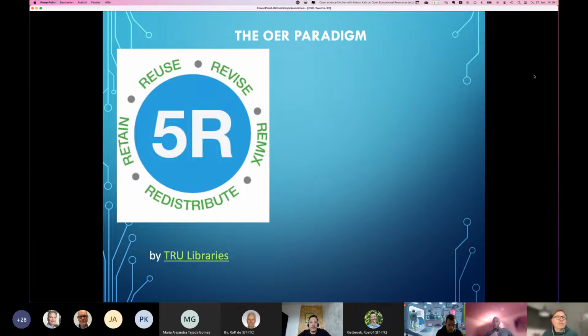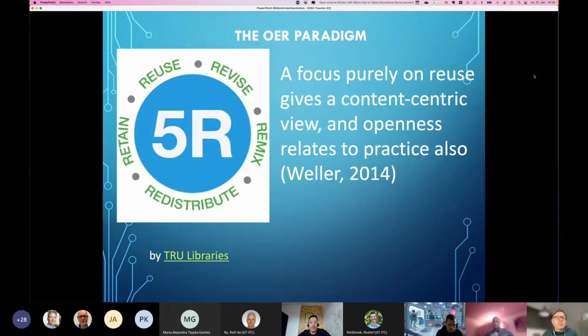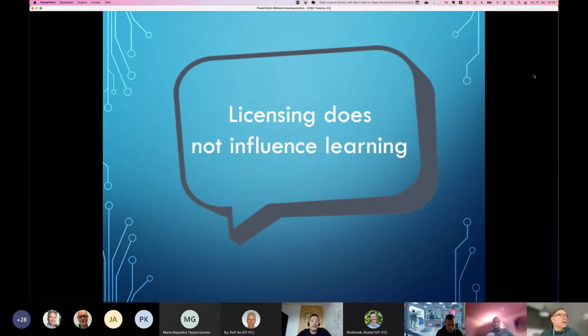In general, the OER paradigm follows the 5R framework by David Wiley. And I would agree to Martin Weller that a focus purely on reuse gives a very content-centric view, and openness not only relates to content, to the learning content, but also to practice and to other dimensions of education.